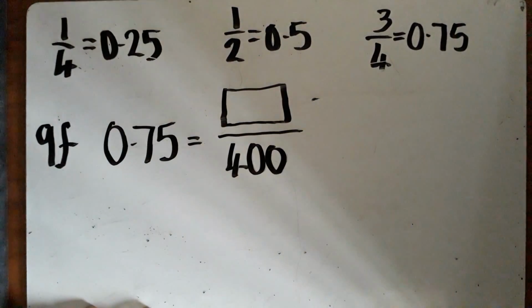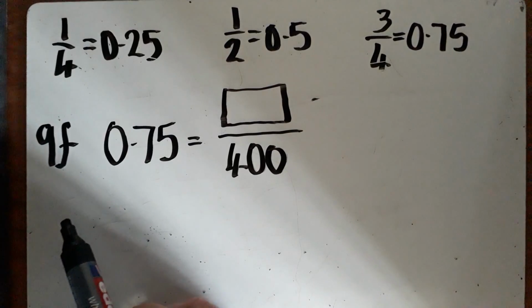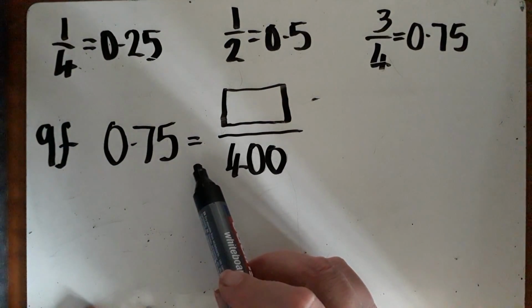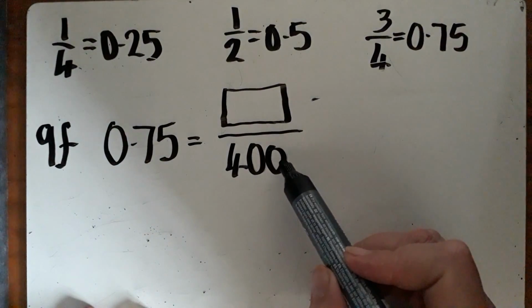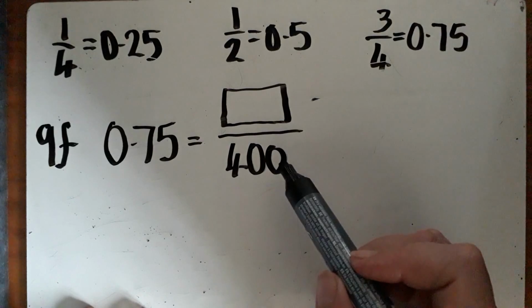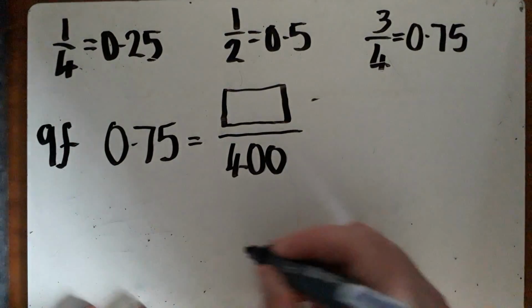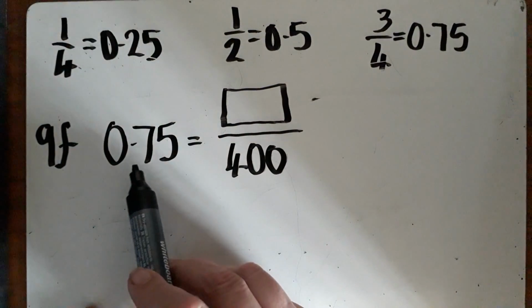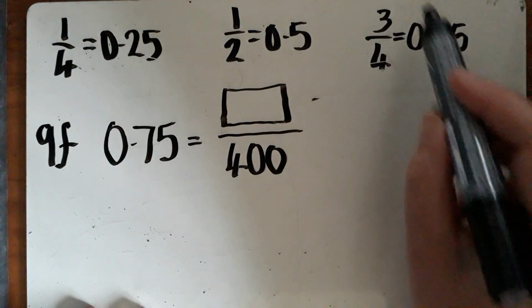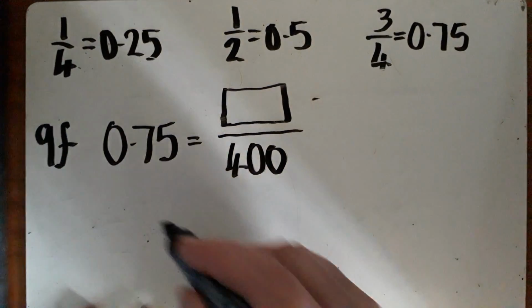Okay, ladies and gentlemen, last one. Right, so 0.75 is the same as something over 400, and it looks really, really horrible, but as soon as I draw it as a bar model, you'll be able to see it straight away, I think. 0.75 is the same as a 3/4.